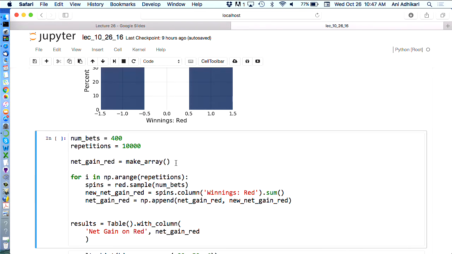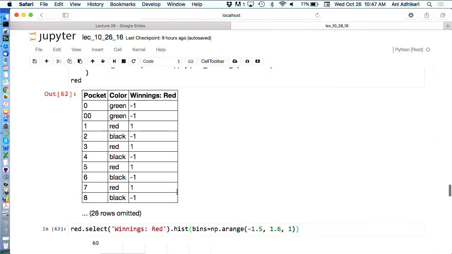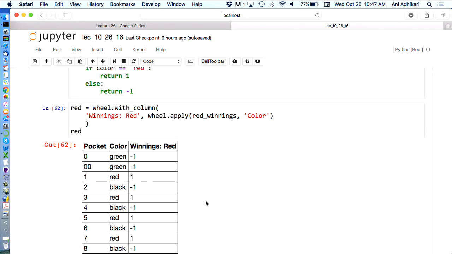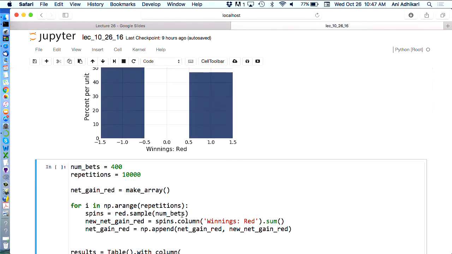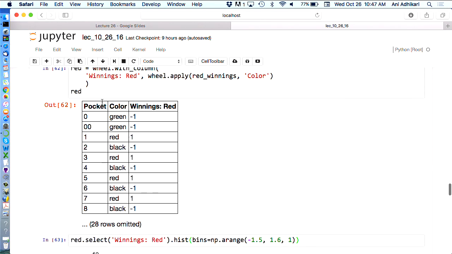Collect your data in an empty array. For each repetition, spin the wheel. So what is red? Red is this table right here. Dot sample 400 times. By default, it's with replacement. That is exactly what you want. At the end of this, you get something called spins. What is spins? It is a table.